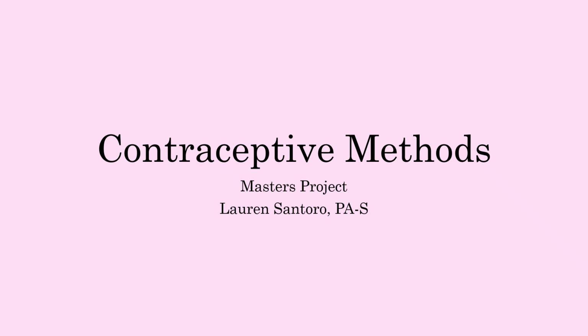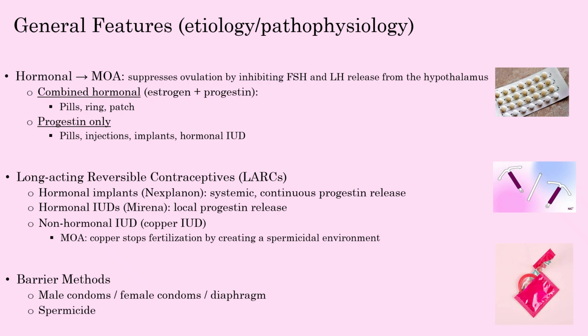Okay, today we're going to cover contraceptive methods. So first we'll go over the different types of contraceptive methods. They can be categorized into hormonal, long-acting reversible contraceptives, barrier methods, permanent methods, and emergency methods.